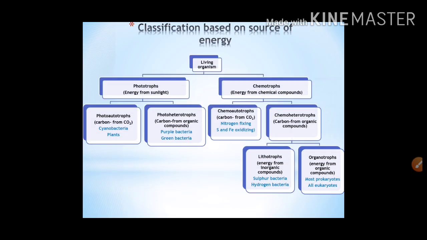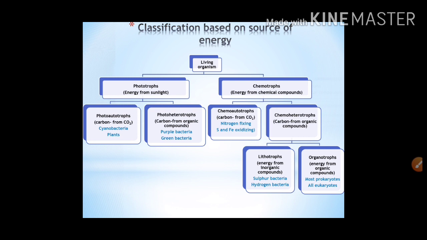Now classification based on source of energy. They are of two types, phototrophs and chemotrophs. Phototrophs get energy from light, that is sunlight, and chemotrophs get energy from chemical compounds. Now based on their carbon utilization, they are further classified as autotroph and heterotroph. Autotroph means getting carbon from carbon dioxide, and heterotroph means getting carbon from organic compounds.